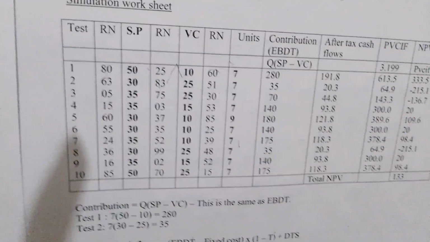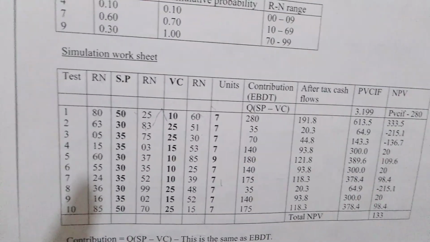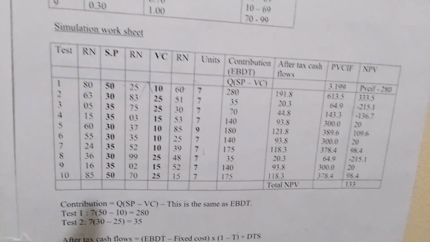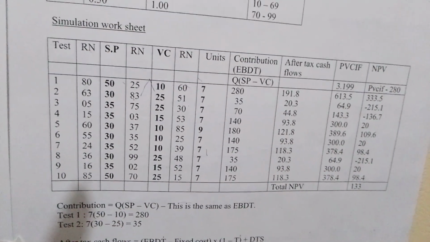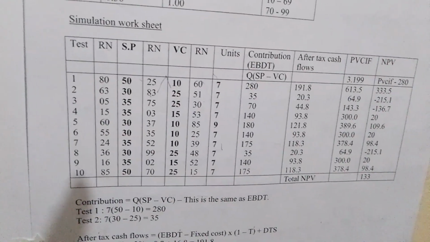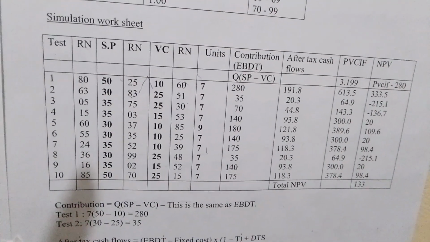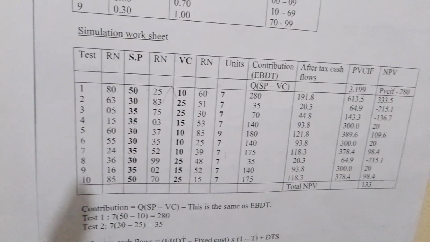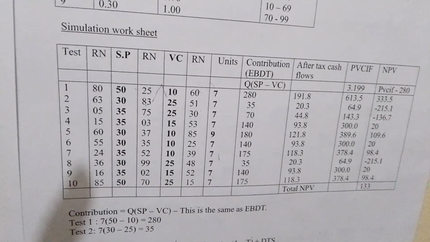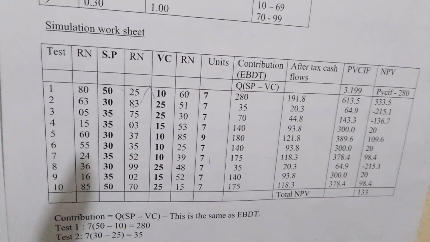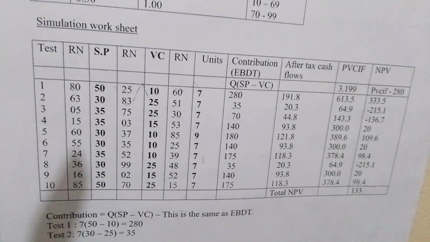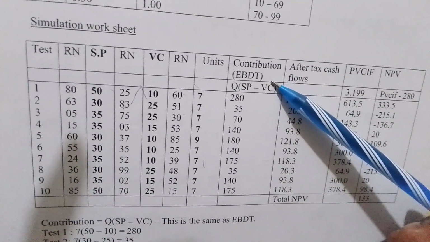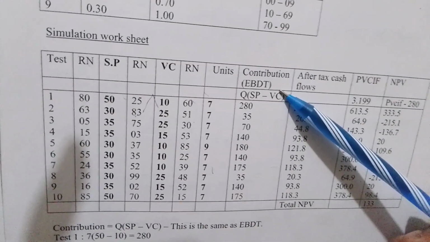All that way until you have all those units there. The next being, once you have done that, you now have to calculate the contribution, which is the earnings before depreciation and tax. In this case, you take the selling price minus the variable cost, multiply by the units sold to get the earnings before depreciation and tax, which is also known as the contribution.